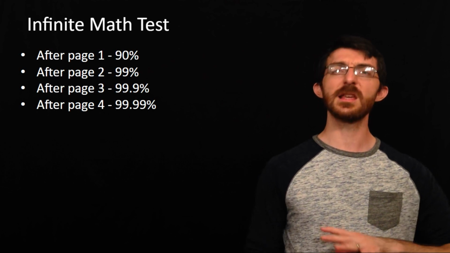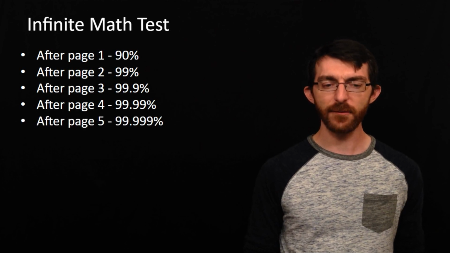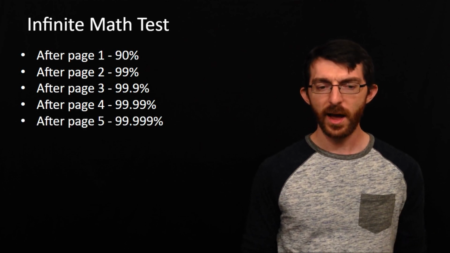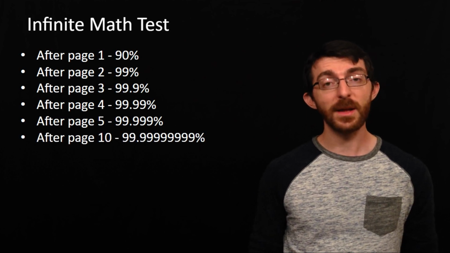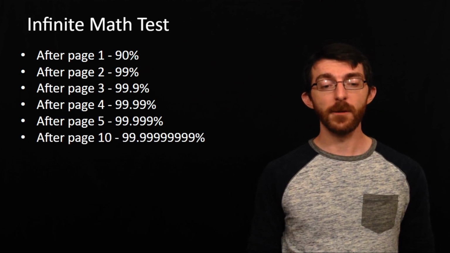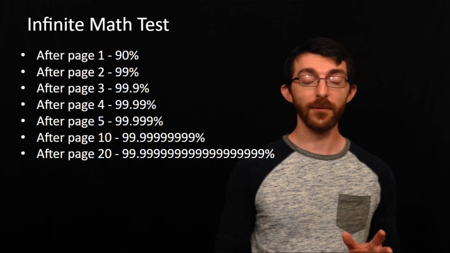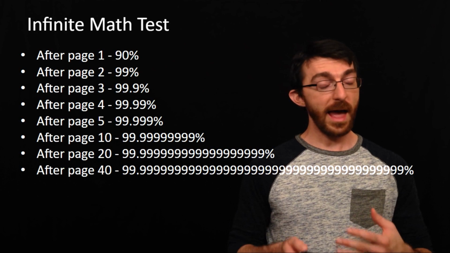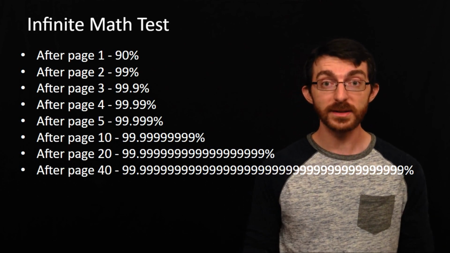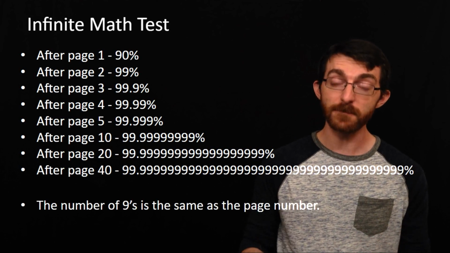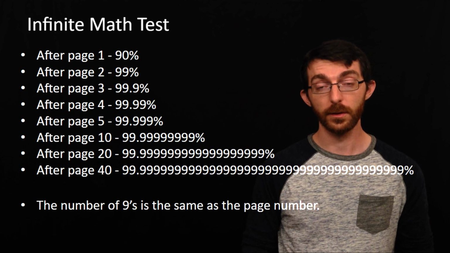If we could skip forward some, after page 5, we'd have 99.999%. After page 10, that's a lot of 9s, but that's how many we would have. Continuing on page 20, that is an awful lot of 9s. All right, no, 40. Every time you add a new page, you add a new 9. Basically what that boils down to is the number of pages you've completed is the number of 9s you have in your score.